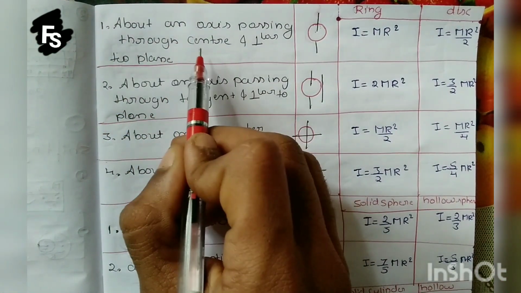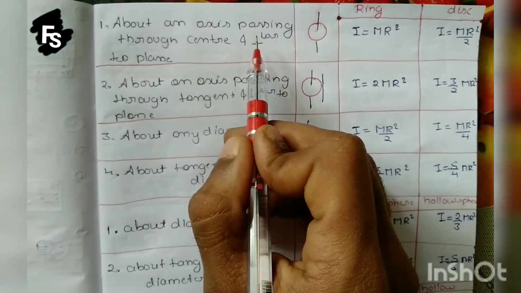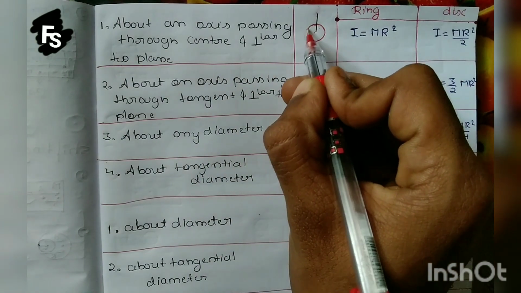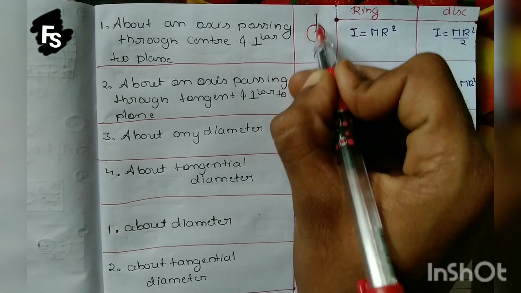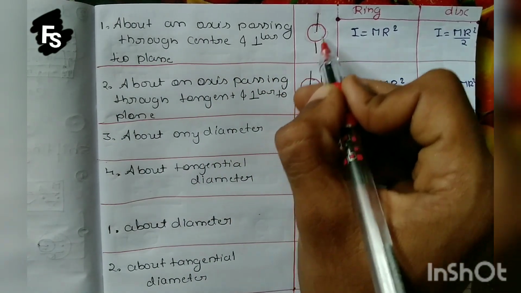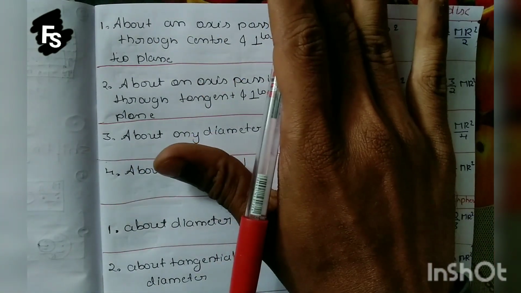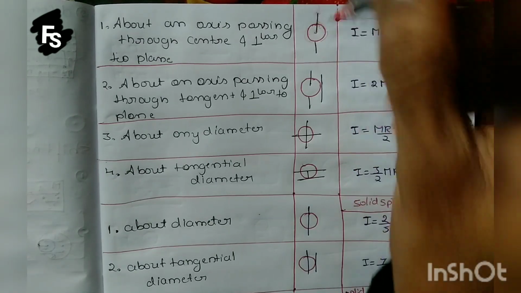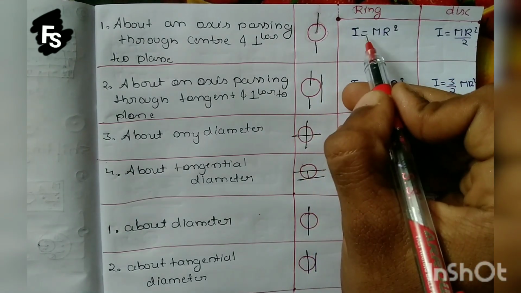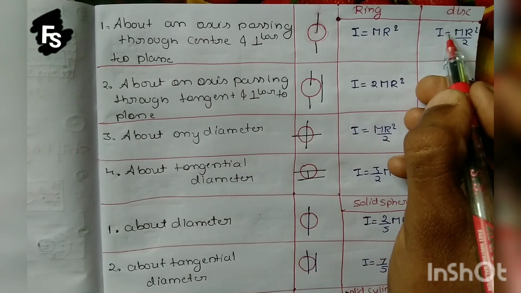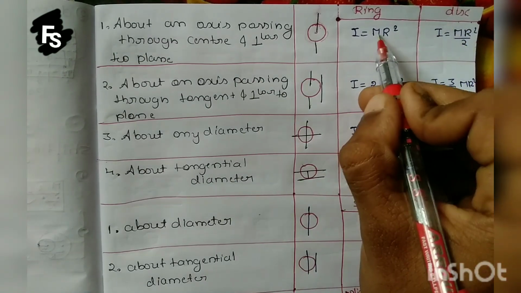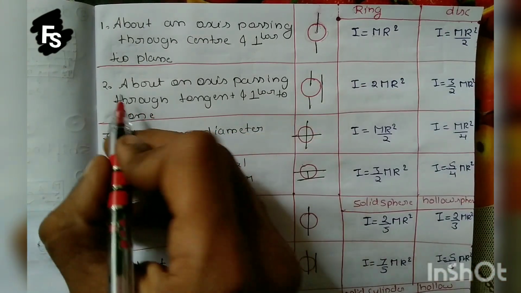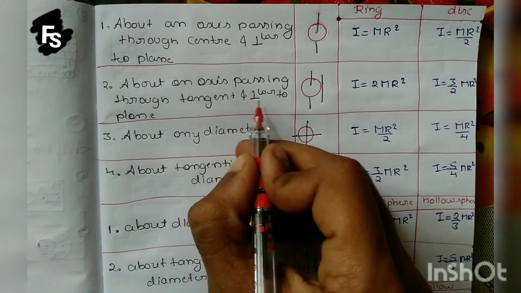About an axis passing through the center and perpendicular to the plane. See here, this is a ring. It is rotating about a perpendicular axis to the plane. Then for a ring, the moment of inertia is I is equal to mr square. For a disc, I is equal to mr square by 2. Okay, here there is no division by 2, here it is divided by 2. Just remember like this.